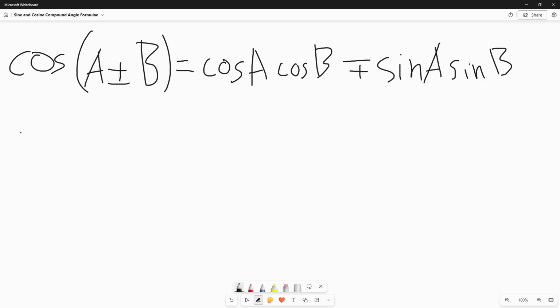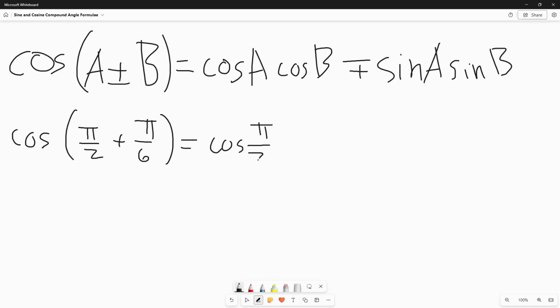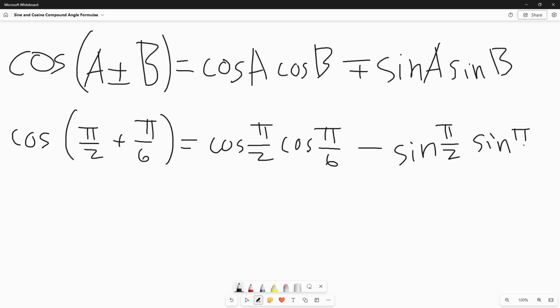So for example, if we had cosine of pi over 2 plus pi over 6, this would be equal to cosine pi over 2 times cosine pi over 6 minus, because this is plus, so you flip the sign, sine pi over 2 times sine pi over 6. It's pretty simple.